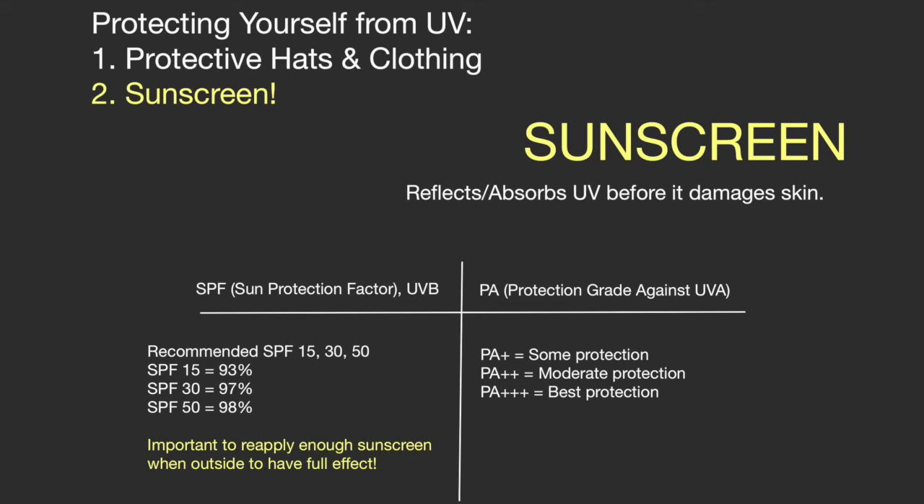PA plus means that the sunscreen provides some protection against UVA. PA++ provides moderate protection, and PA+++ offers the best protection out of the three. Although there are sunscreens with SPFs higher than 50 or lower than 15, these lower SPFs aren't recommended, and higher SPFs don't always protect more. See how SPF 30 blocks 97, but SPF 50 blocks 98. In fact, no matter the SPF, reapplying enough sunscreen is most important for the sunscreen to have its full effect.